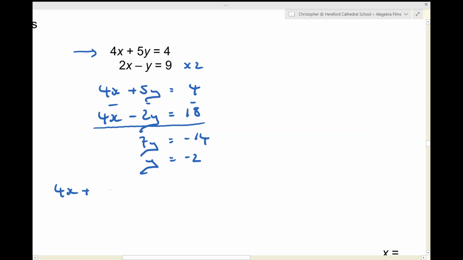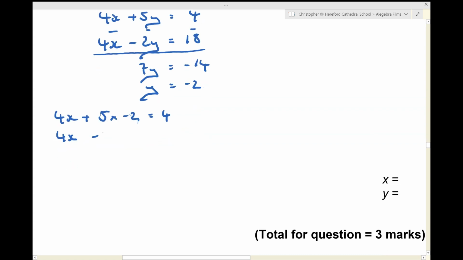Substitute that value of y into that first equation. 4x plus 5 times minus 2, since I think that y is minus 2, equals 4. So that's 4x minus 10 equals 4. Plus 10 to both sides. 4x equals 14. So divide that on my calculator. x is 7 over 2.